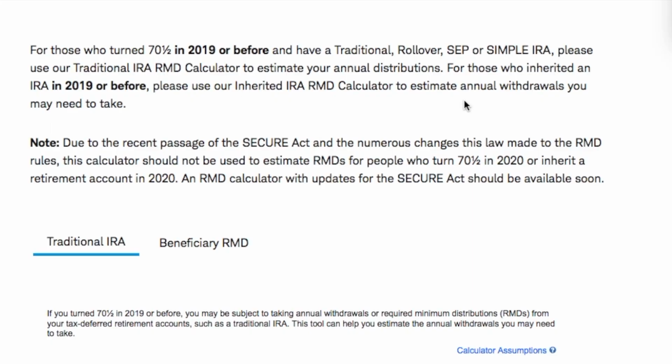So anyway, what I was saying is if you have any traditional 401ks, if you have a rollover where you roll over the 401k to an IRA, or if you have a SEP or a SIMPLE IRA, these are all tax deferred assets. The government gave you a break on the money when you put it in. They want their money back, and so you're going to have to pay.